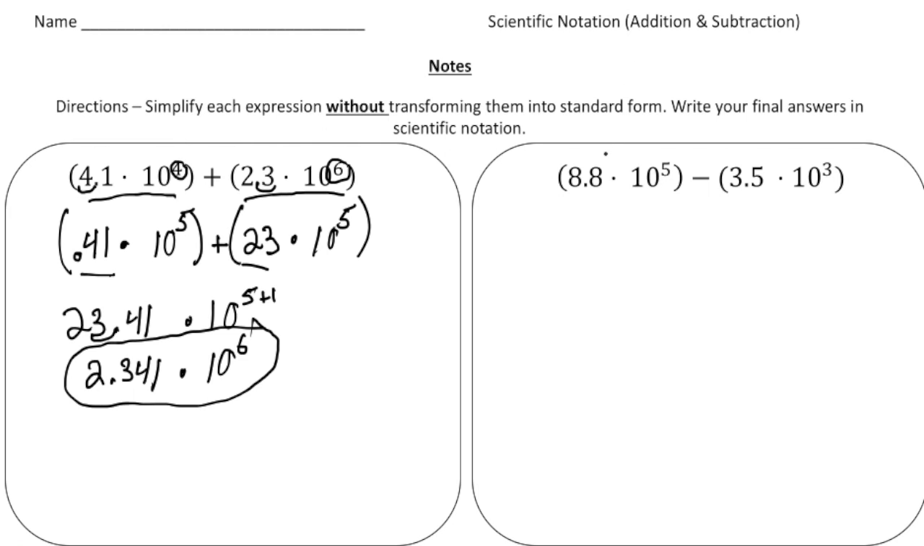All right, let's take a look at the second problem here. Here we have 8.8 times 10 to the 5th minus 3.5 times 10 to the 3rd. Okay? So again, we need to rewrite these both to 10 to the same power. So again, notice here we have a power of 5, and here we have a power of 3. So I'm going to rewrite these as 10 to the power of 4.